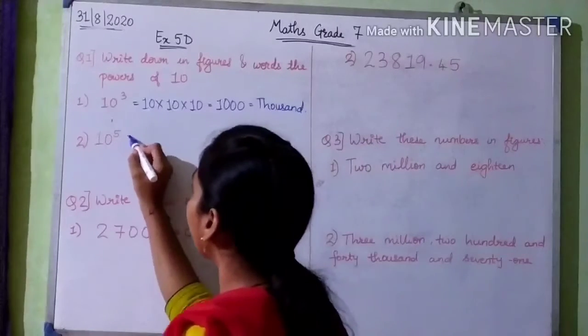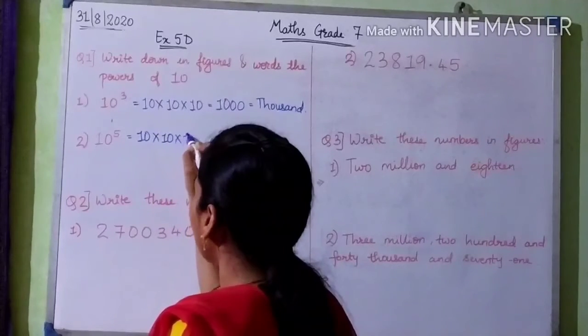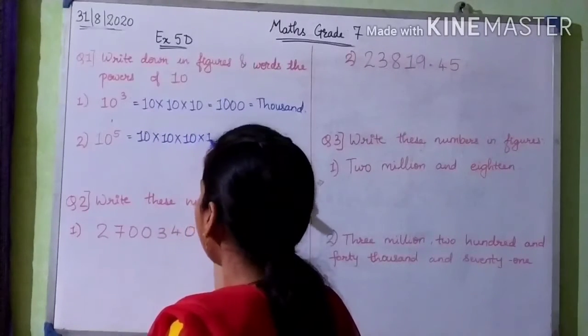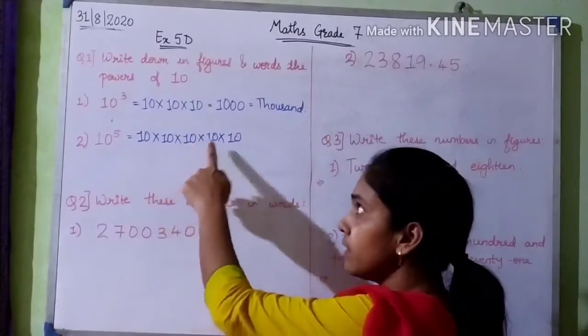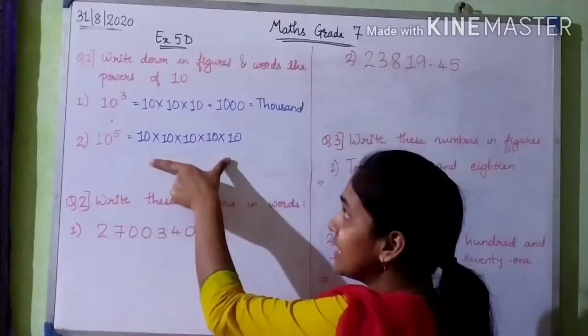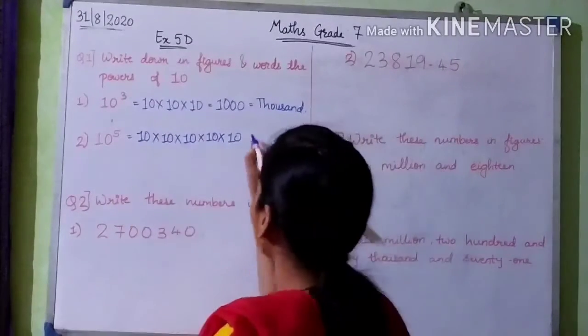The second one is 10 raised to 5. So 10 raised to 5 means 10 is multiplied to itself 5 times. So I write 10 into 10 into 10 into 10 into 10. I have written this 5 times: 1, 2, 3, 4, 5. Okay. So this is 10 raised to 5.